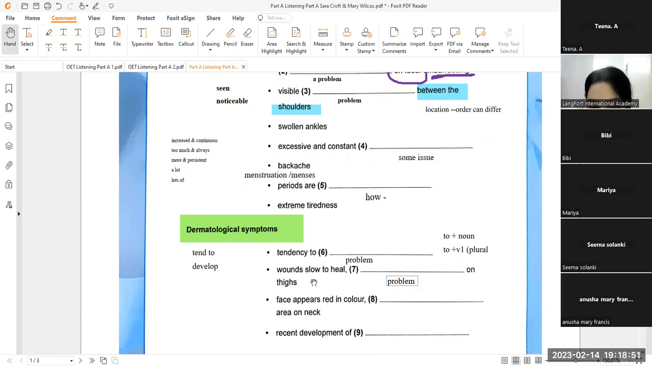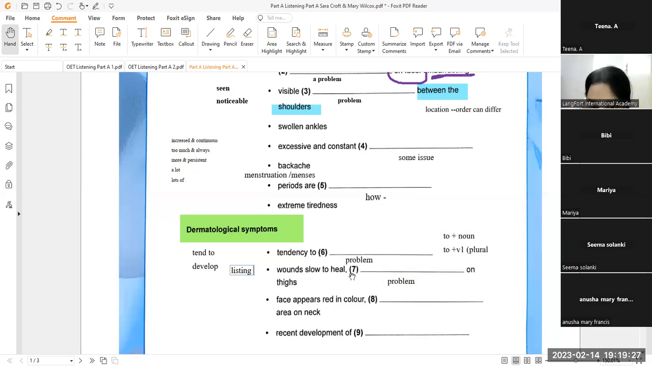So there is a comma. Wounds slow to heal, comma, dash on thighs. What does the comma indicate? When I say things with commas, comma one, comma two, what does that mean? What am I doing there? When I say she is taking tablet X, comma, tablet Y, comma, tablet Z, what am I doing there? I'm listing.